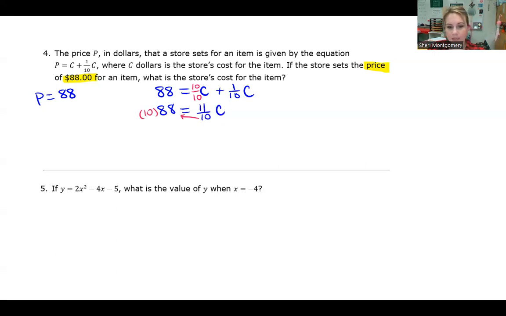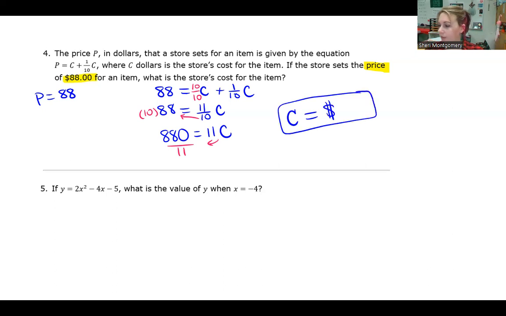When you multiply 88 by 10, you get 880. 10 has one 0, so you just put one 0. And we have one last step. We're multiplying by 11, so let's divide by 11. Very good. So the cost is $80. So basically it's saying that when they buy something and the cost is $80, they're going to sell it for $88. So they're marking it up by a 10th.